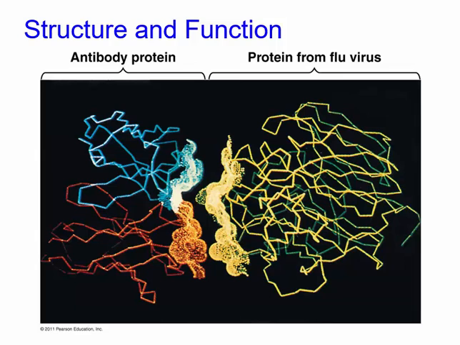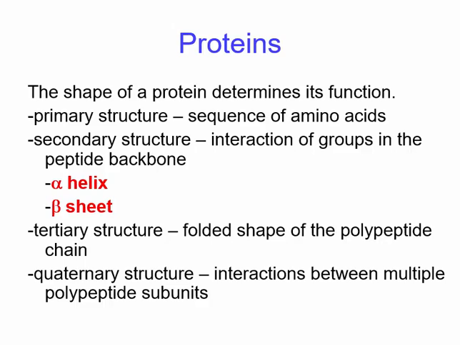So what you're seeing here on the left is the very end of an antibody molecule. So it says antibody protein, but it's really the tip of the antibody that interacts with pathogens or pieces of pathogens. And then you see a protein from flu virus. And look, even just looking at this, you can see that these match up really well. So that interaction, the shape, the charges, all that is critical for how this antibody works with this flu protein. So the structure is really important for the function. So the structure of a protein determines its function.